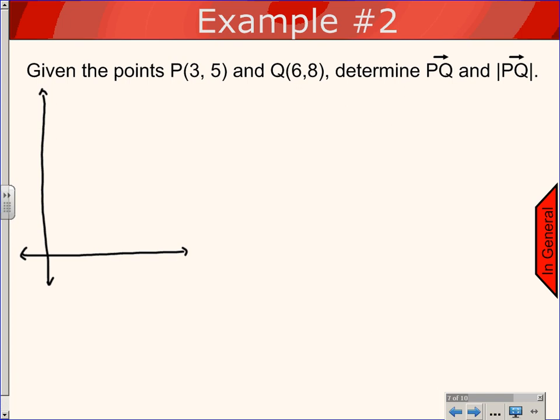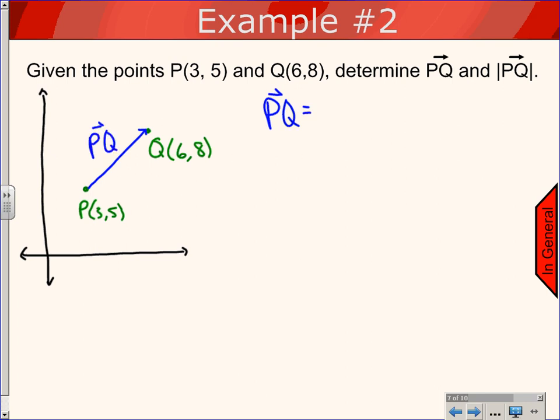Point P is at (3, 5), so around there. And point Q, notice these are points, right? These had round brackets. So point P and point Q, about there. And we want vector PQ. So start at P and go to Q. The first part was just, can we figure out what that vector is?